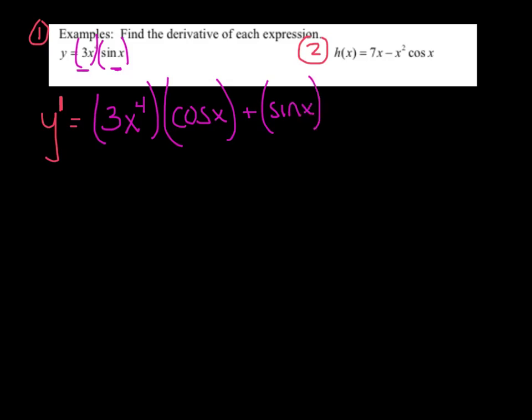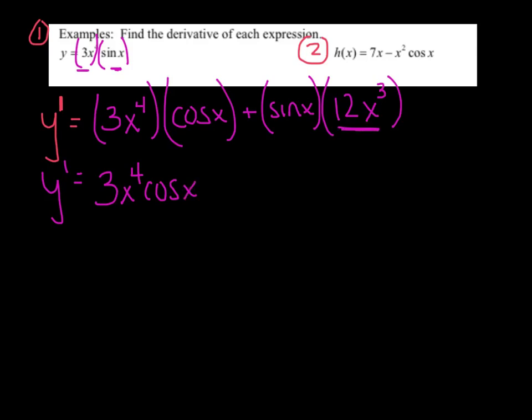Alright, so remember, it's first term times the derivative of the second, and we said the derivative of sine is cosine, plus the second term times the derivative of the first term. The derivative of 3x to the 4th, of course, is 12x to the 3rd. Okay, lastly, let's just talk about cleaning things up. Anytime you have a coefficient or a single term, we like to pull it out front. So I would say y prime equals 3x to the 4th cos x.